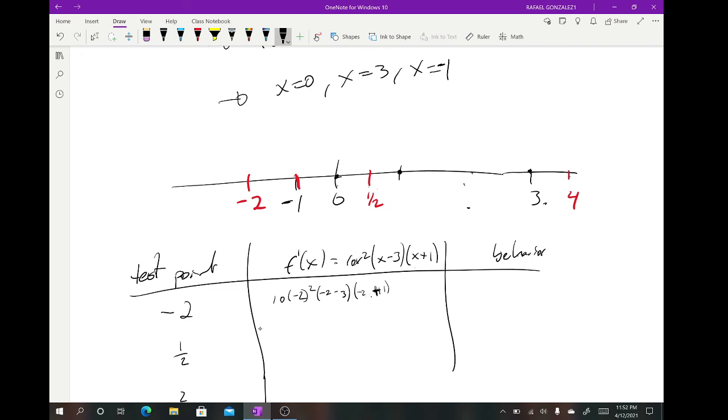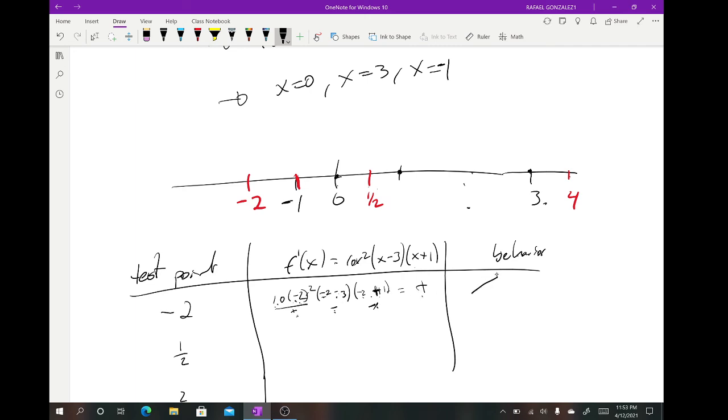There we go. So this is going to be a positive number because -2 squared is plus, and 10 times a positive number is a positive number. There's going to be a negative number here because -2 minus 3 is -5. And there's going to be a negative number because -2 plus 1 is -1. So plus times minus is actually plus, because minus times minus is plus, and plus times plus is plus.